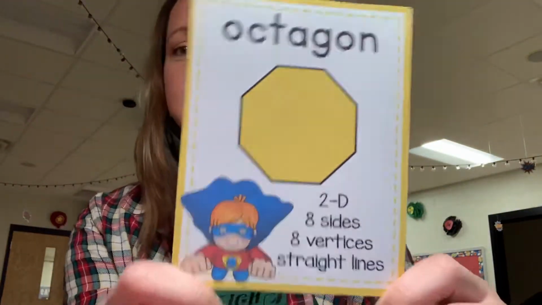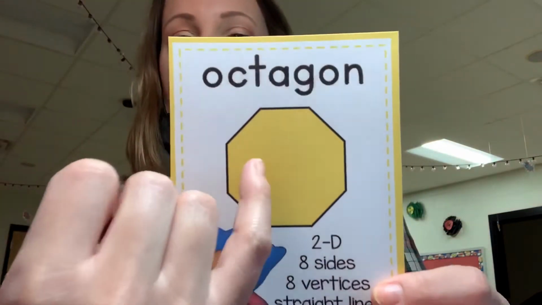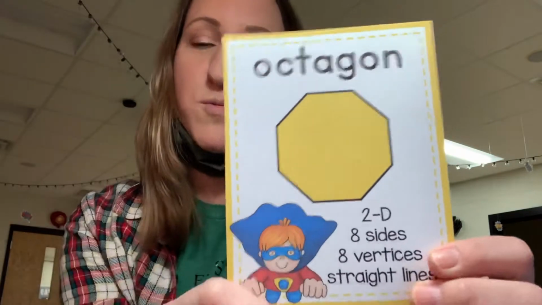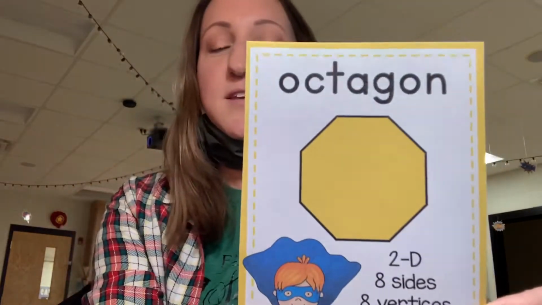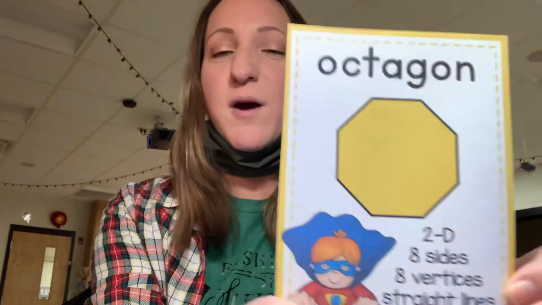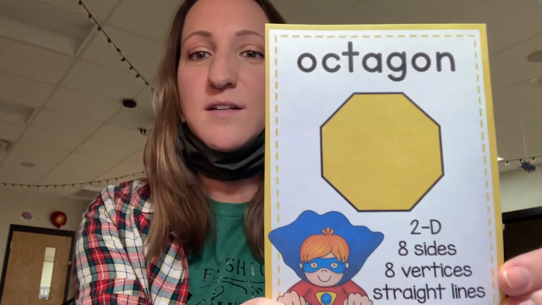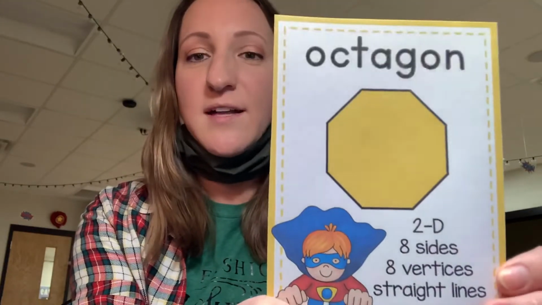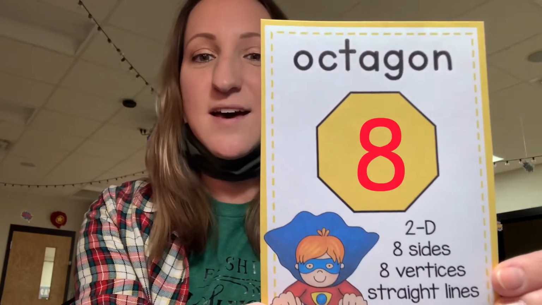Okay, let's look at octagon. This octagon is yellow. If this octagon were red, can you think of what it would look like? A stop sign. So all the stop signs that you see while you're in the car, that is the shape of an octagon. An octagon is a flat 2-dimensional shape. It has 8 sides.